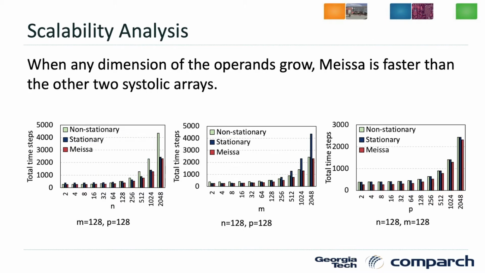Before going to experimental results, we thoroughly analyze the impact of scaling the input sizes on performance for the three systolic arrays by varying one dimension of the inputs at a time. As the diagrams in this slide show, when any dimension of the inputs grows, the number of time steps of Meissa is smaller than the other two systolic arrays.